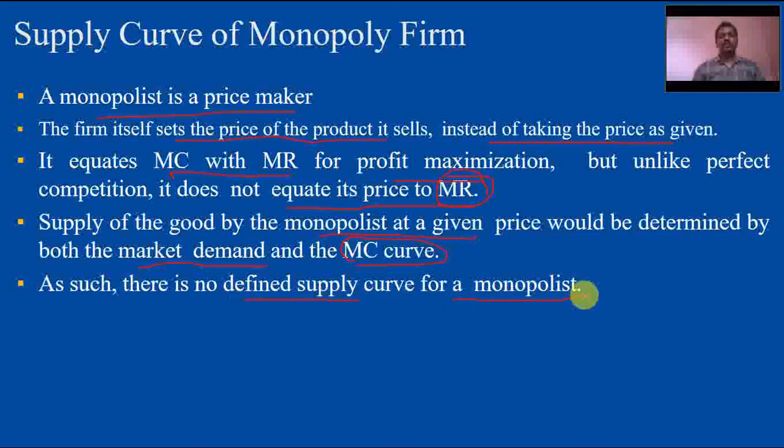So this is all about price and output determination of a monopolist in the short run and the long run.